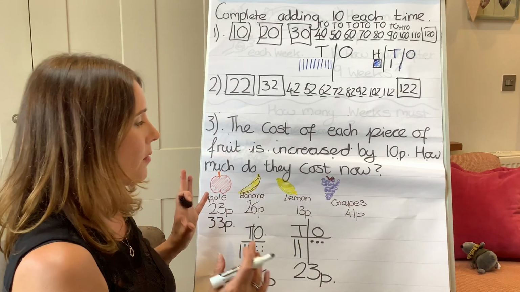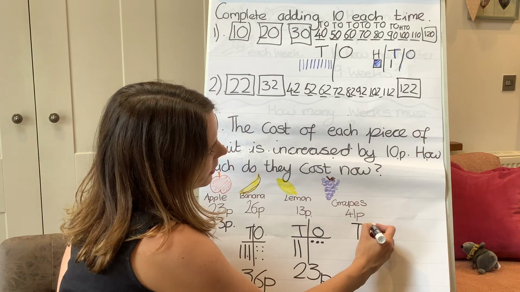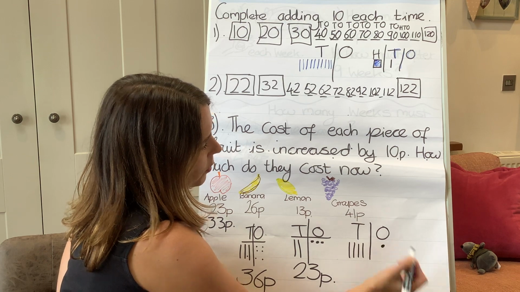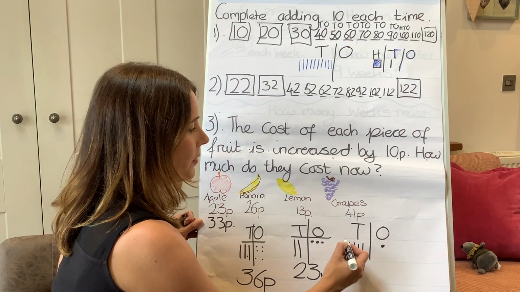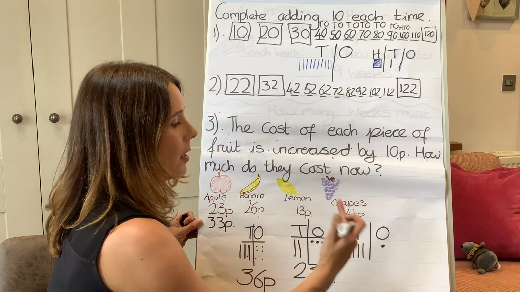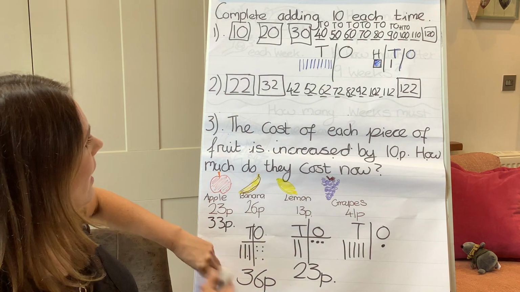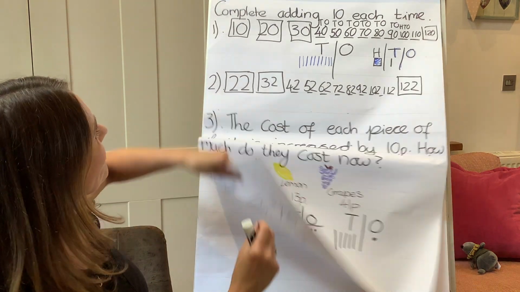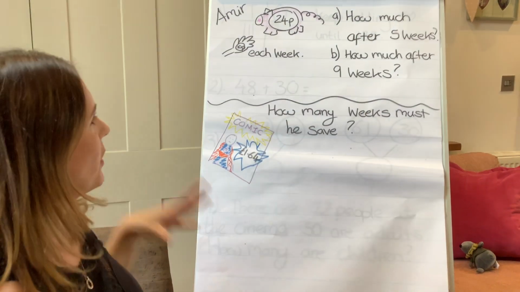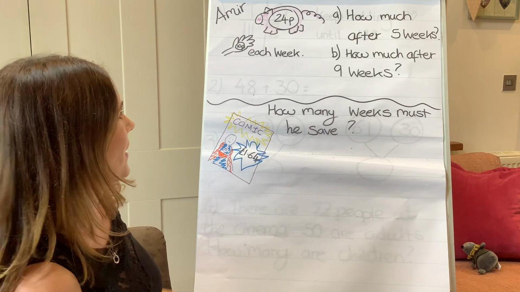And finally we've got the grapes that are more expensive than all the others, they're 41 pence. So 41 is made up of 4 10s and 1 1, and we add on another 10p, so it's going to be one more 10 in the tens column, so it's going to be 51. Okay, right, the next thing I'd like you to have a go at. Anna has been saving up, and he has got 24 pence in his piggy bank there.